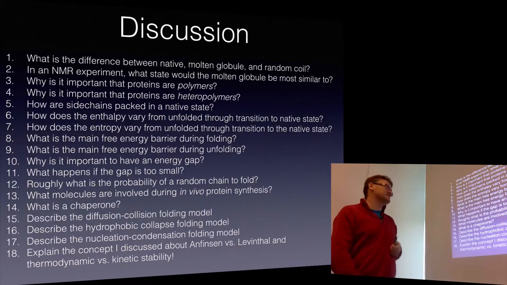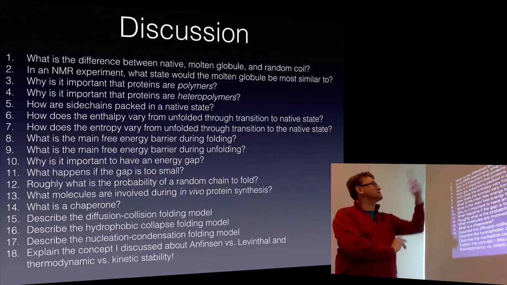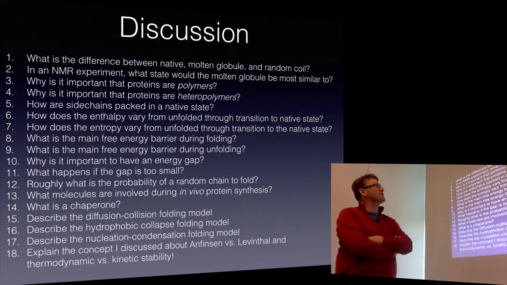And that leads to two things. It leads to most random sequences that you just synthesize in the lab being great at doing what? Where will they end up? If you look at question number one, random, molten globular, and native states. If you just synthesize random sequences, where will they end up? Why would they be random coiled?